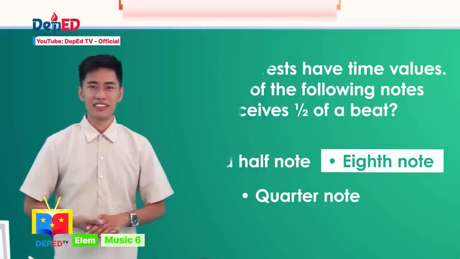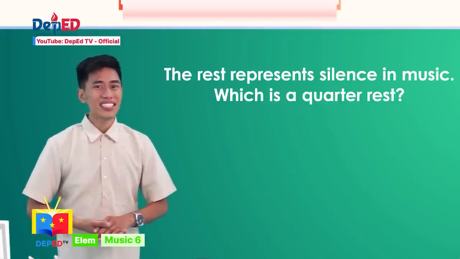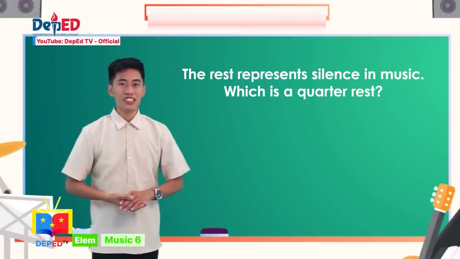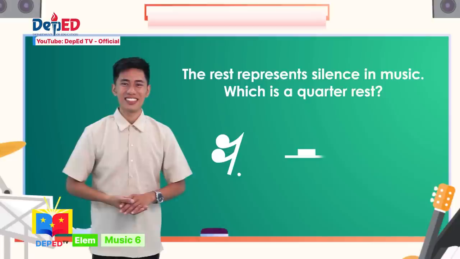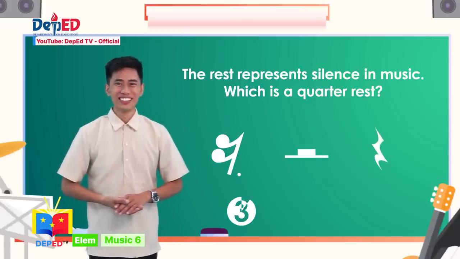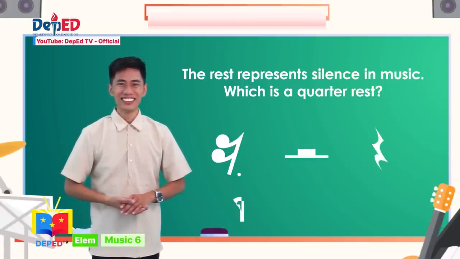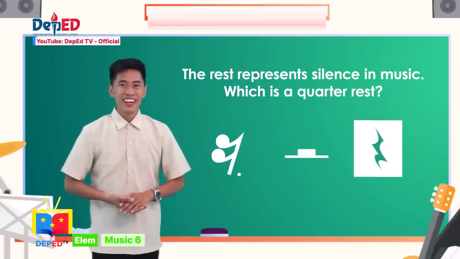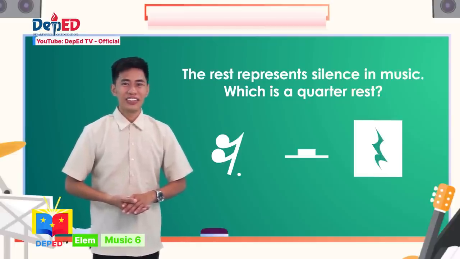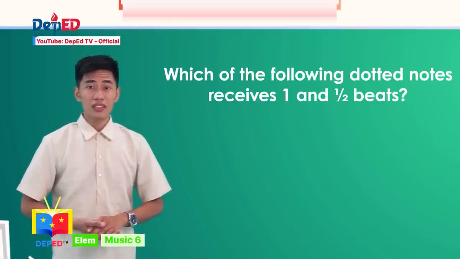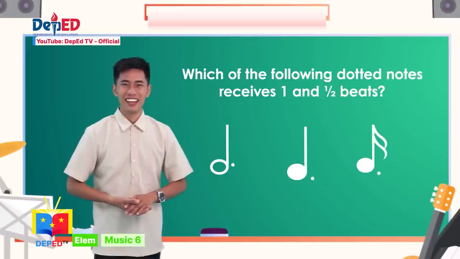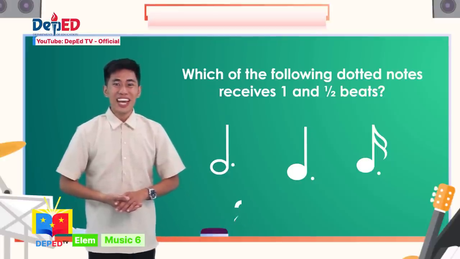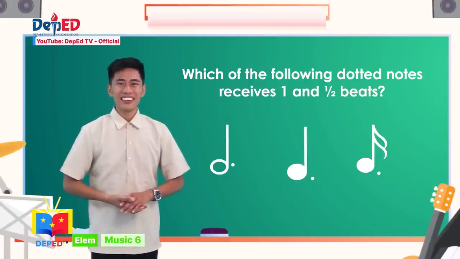Next question. The rest represents silence in music. Which is quarter rest? These symbols are the following choices. Which one is the answer? Very good! This is indeed the correct answer. Which of the following dotted notes receives 1 1/2 beats? These symbols are the choices. Which is the correct answer? That's right! It's this one!